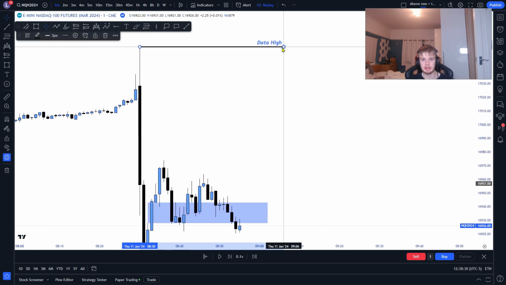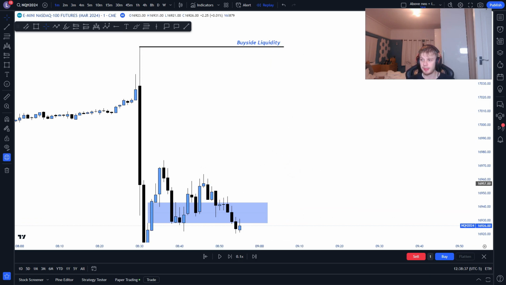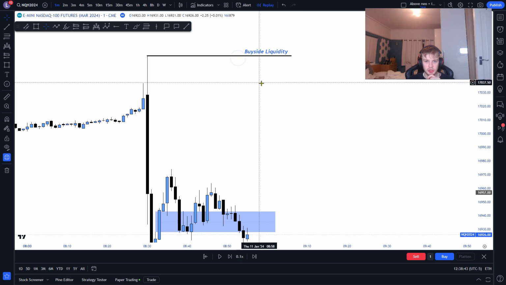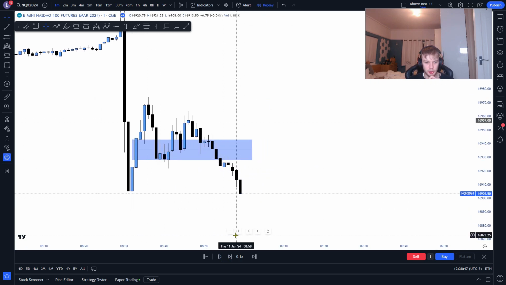We have these data highs above. We have strong buy side liquidity sitting up here. Therefore, this is where I want the price action to go. I don't want price action to come down here. I want price action to go up here. So that is the reason why I did not take this short right here.